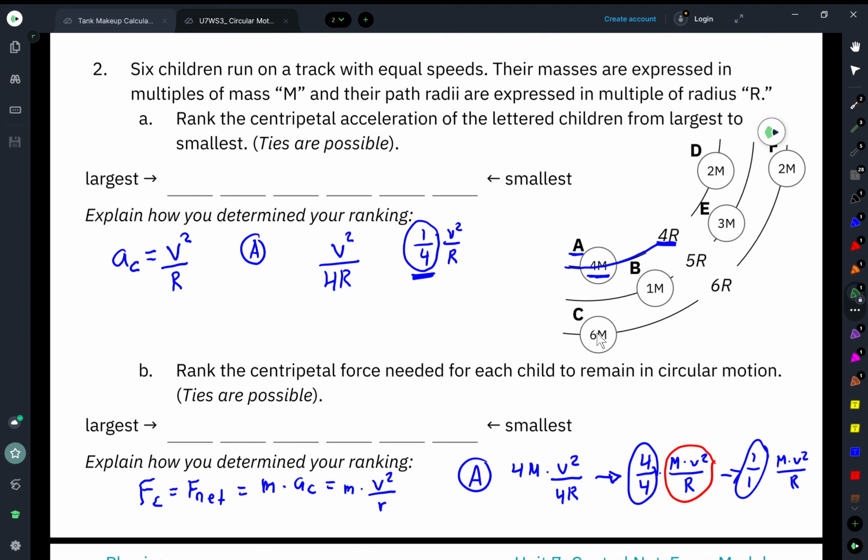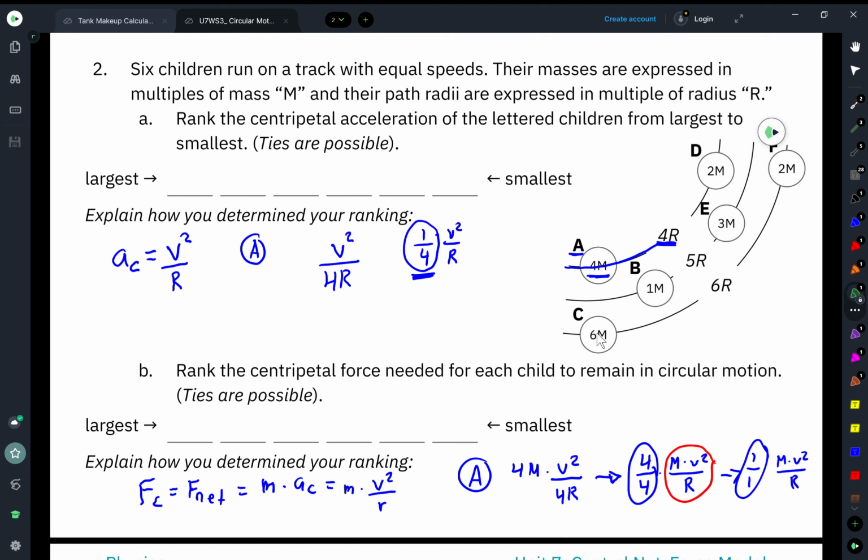So, just a refresher, for problem 2, we have 6 children running on a track with equal speeds. Their masses are expressed in terms of multiples of mass m, and their path radii are expressed in multiples of radius r. For part A, we are ranking the centripetal acceleration of the lettered children from the largest to the smallest, keeping in mind that ties are possible.